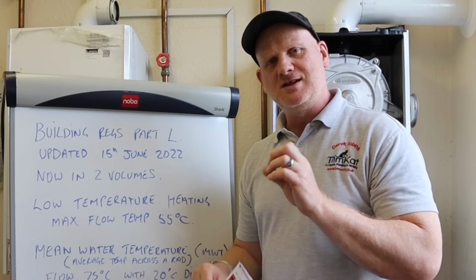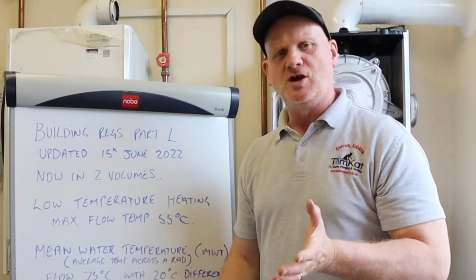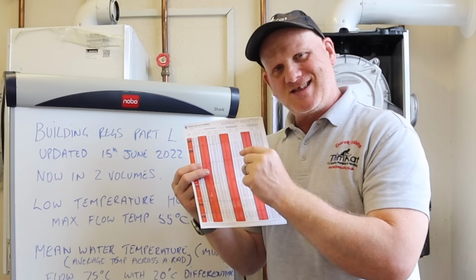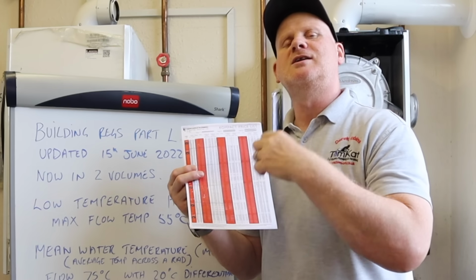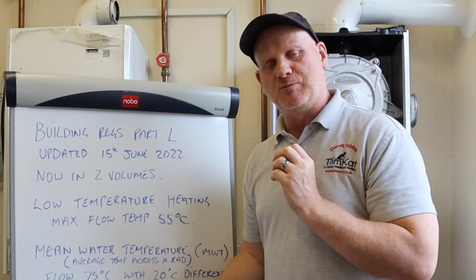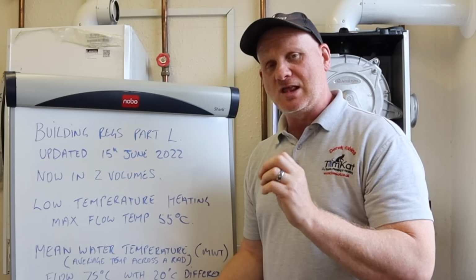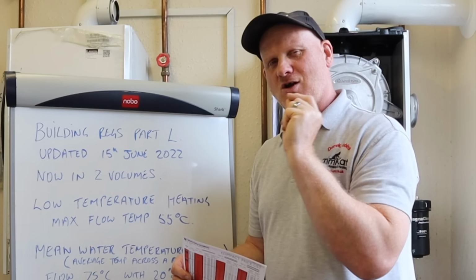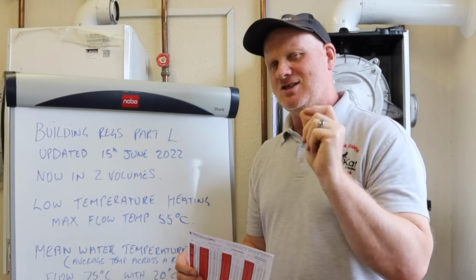So understanding your delta T and your mean water temperature is important because the radiator sizing is so much different depending on your flow temperature. So if your flow temperature is low, technically your radiator, what is in your house, is designed for either 80 degrees or 70 degrees. It's not designed for 55 degrees, so your radiators might not be big enough.